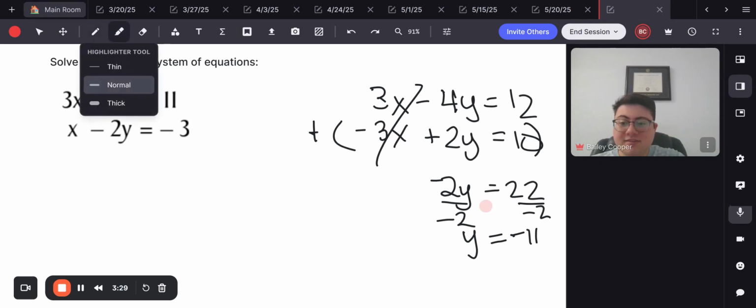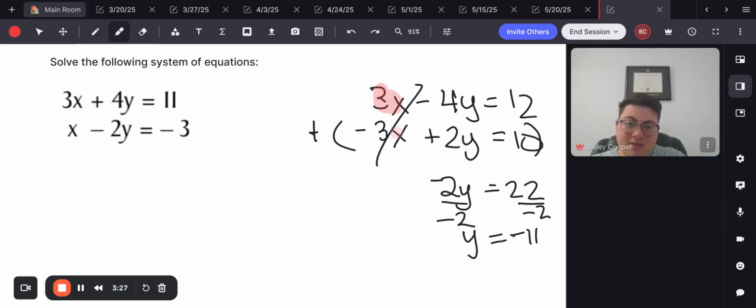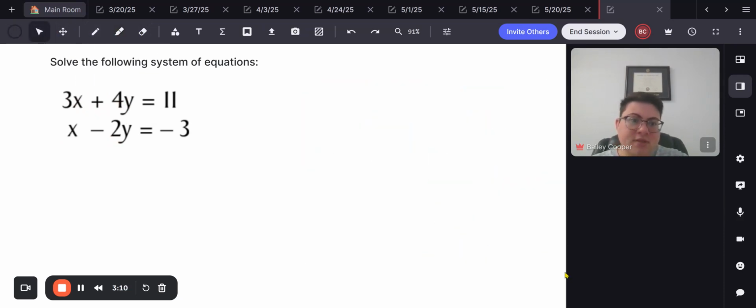In this example, it's really nice because we have 3x and negative 3x, and those just cancel each other out right away. But the problem here is that we don't have the same number on either of these variables yet. We have 3x and 1x, and we have 4y and negative 2y. Neither of those are the same yet, so they're not going to be able to cancel each other out. So in this problem, we're going to need to modify one of the equations first so that it becomes the same number and they can cancel out.